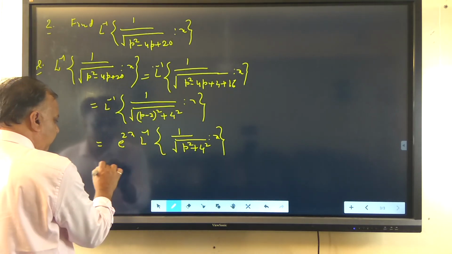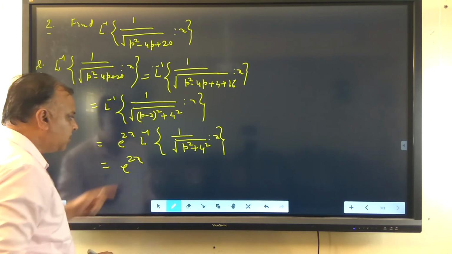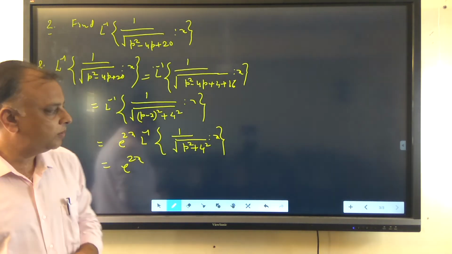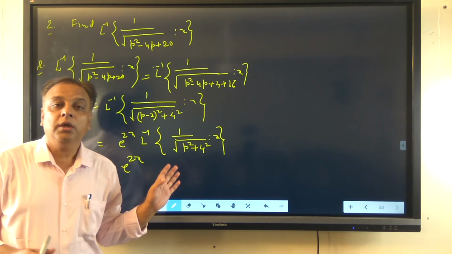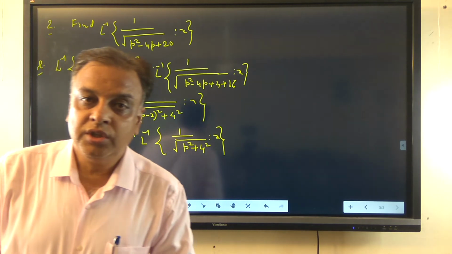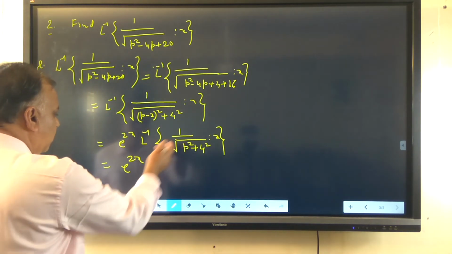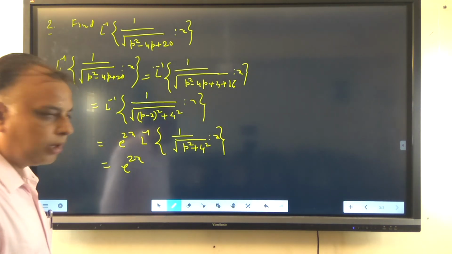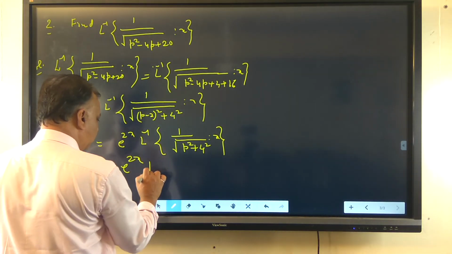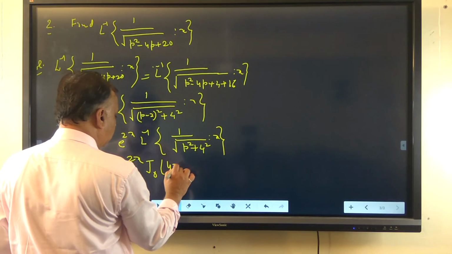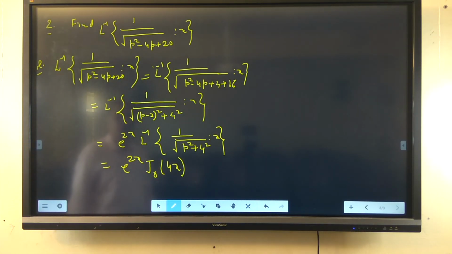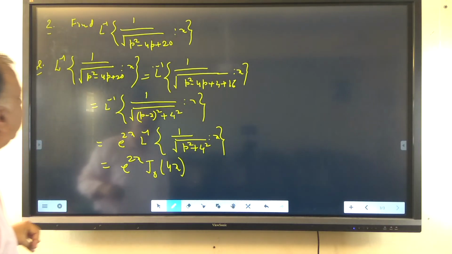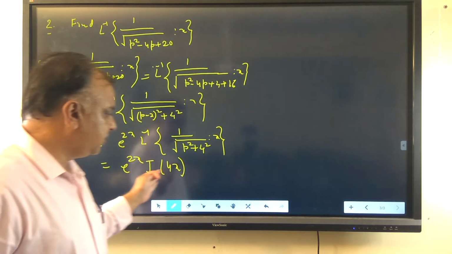And finally, the inverse Laplace transformation of 1 upon under root of p² + a² is J0(ax). So here a is 4. So we get the inverse Laplace transformation of 1 upon under root of p² + 4² as J0(4x). So the inverse Laplace transformation of 1 upon under root of p² − 4p + 20 is equal to e raised to 2x times J0(4x).